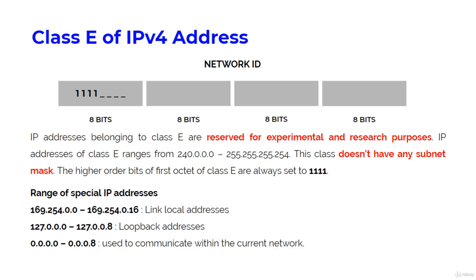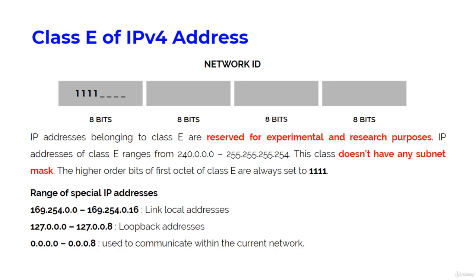IP addresses belonging to class E are reserved for experimental and research purposes. IP addresses of class E range from 240.0.0.0 to 255.255.255.254. This class doesn't have any subnet mask. So if anyone asks you which class doesn't have any subnet mask, the obvious answer is class E. The higher order bits of the first octet of class E are always set to 1111.